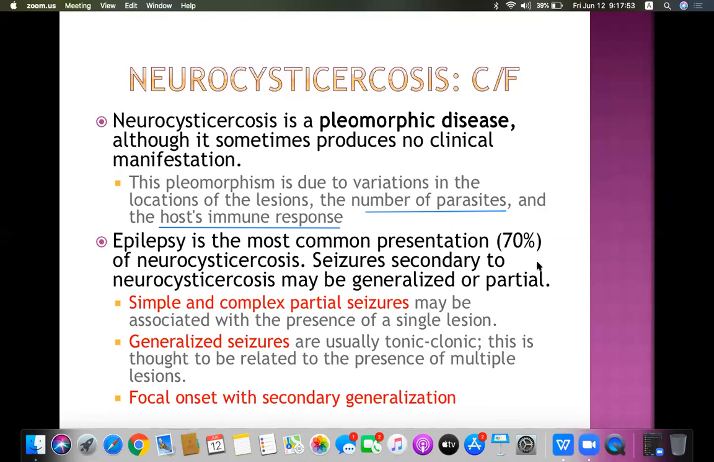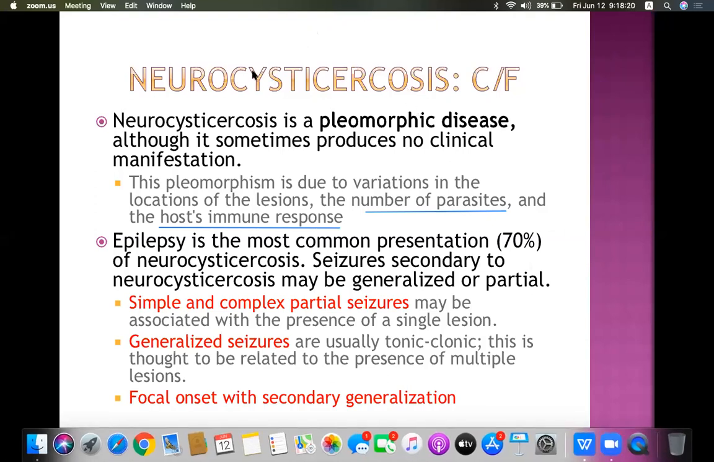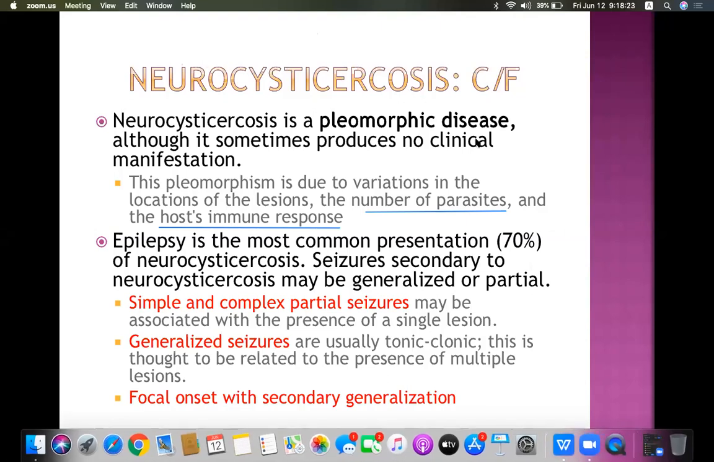Now, what is epilepsy? If two or more episodes of seizure occur in the same person without any provocation, this is called epilepsy. So epilepsy is a chronic type of seizure disorder. Let's make it very simple: chronic seizure disorder is called epilepsy. So what is happening here? In this case, epilepsy can be the most common presentation. Almost 70% of neurocysticercosis patients can have epilepsy.